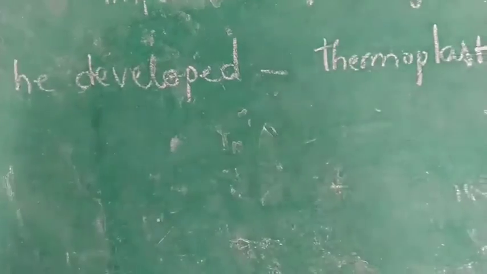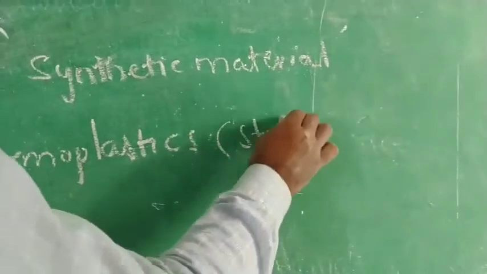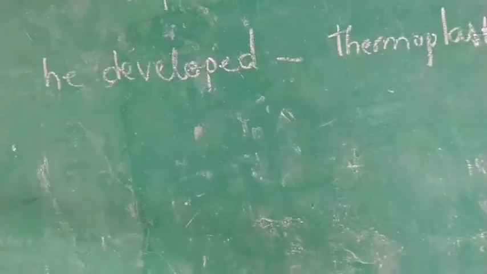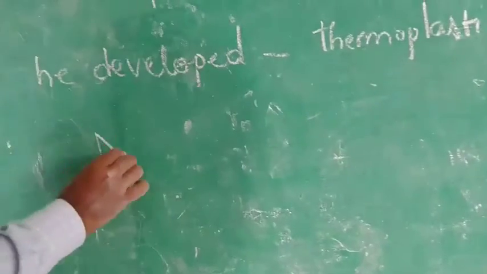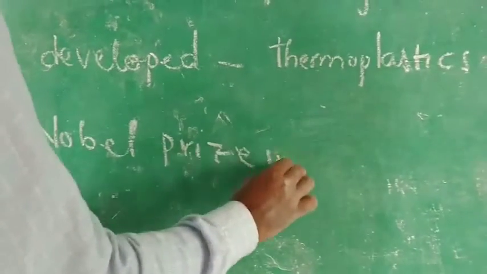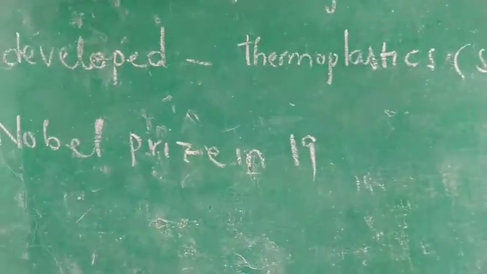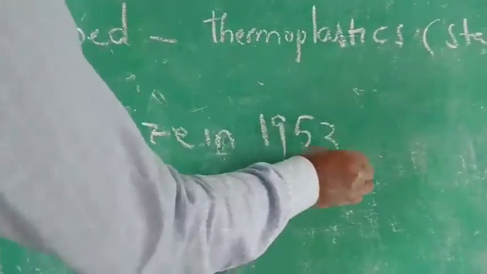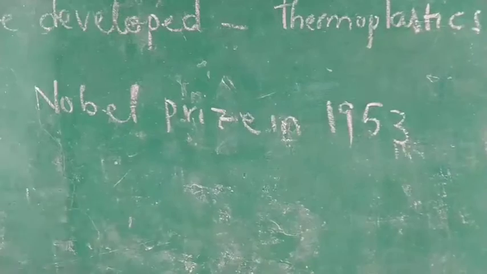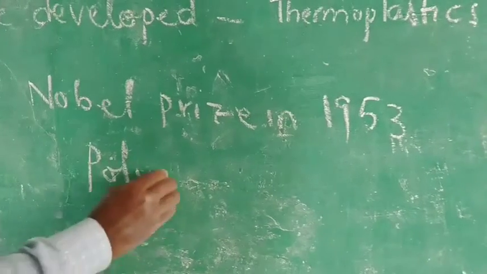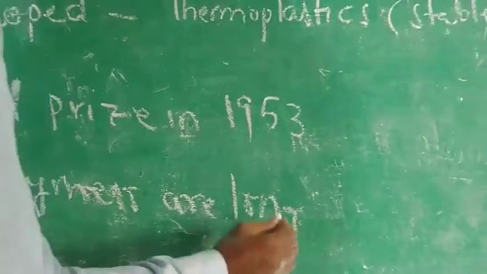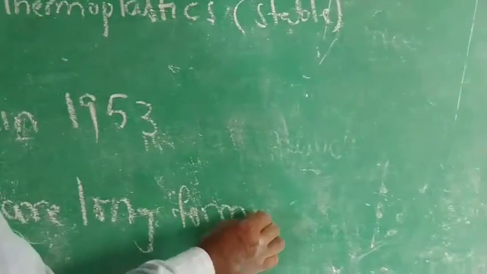Those are what? Stable. And he won the Nobel Prize in 1953. He demonstrated that polymers are long form of chains.